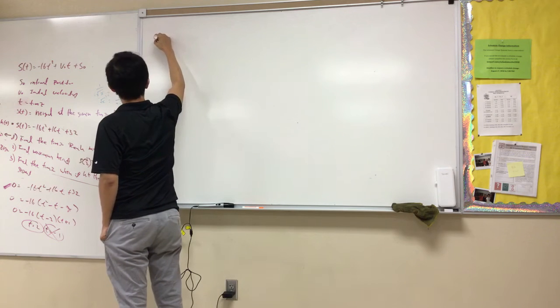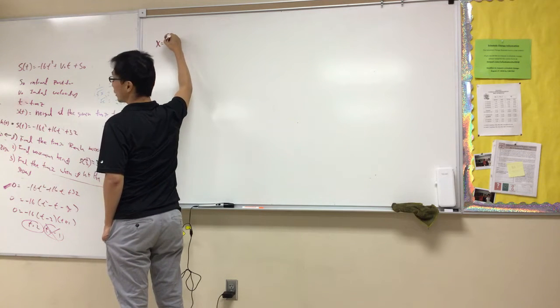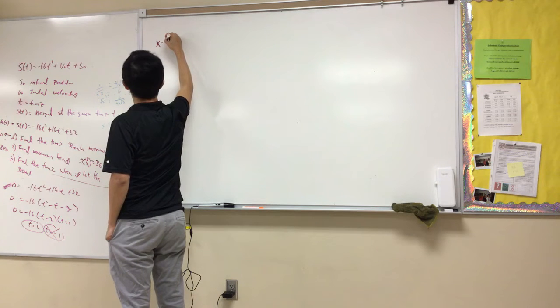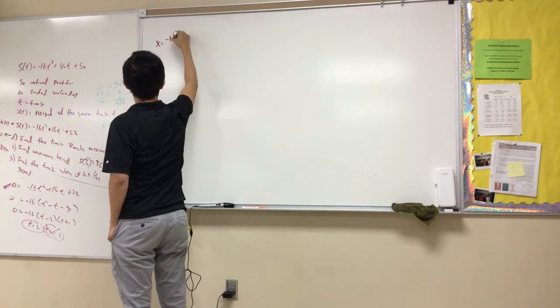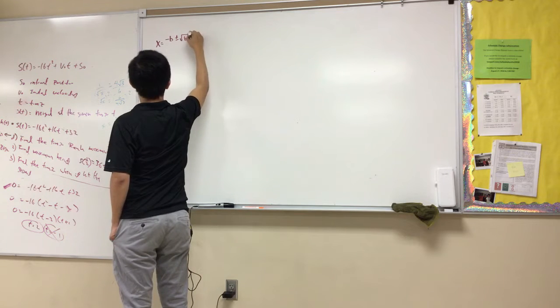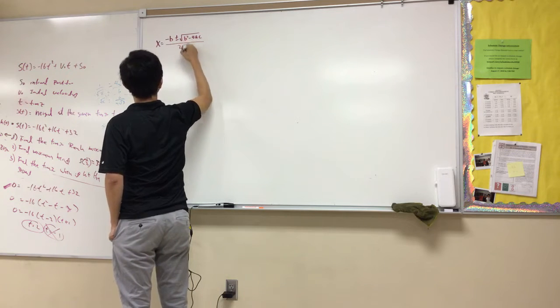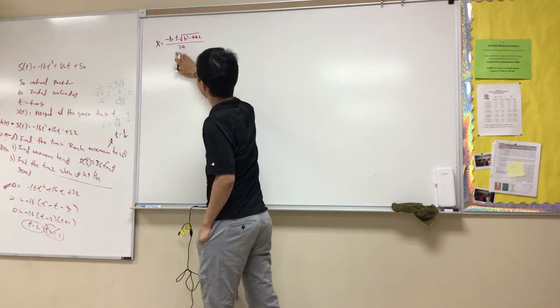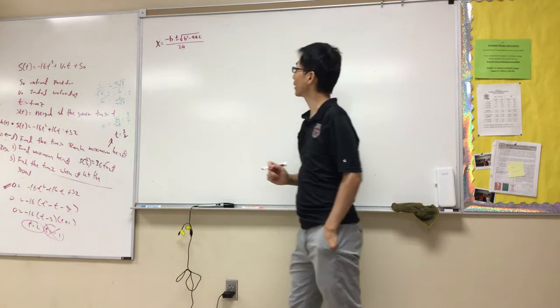Okay, so what is the quadratic formula? Minus b plus or minus the square root of b squared minus 4ac, all over 2a. All over 2a, right?